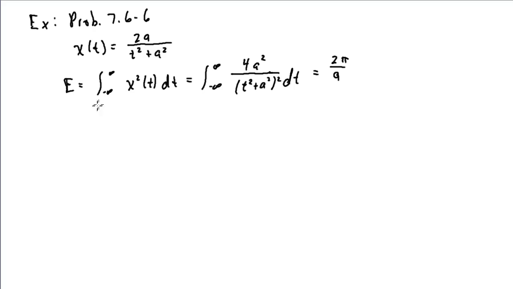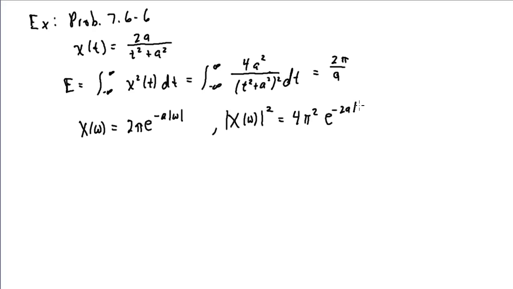Alternatively, we can find the energy using Parseval's theorem. You can find the Fourier transform of x(t) by actually using duality. The Fourier transform of x(t) is 2π e to the minus a|ω|, and so the magnitude squared will be 4π² e to the minus 2a absolute value of ω. And then we can calculate the energy also in the frequency domain. It's 1 over 2π times the integral from minus infinity to infinity of our magnitude spectrum squared.